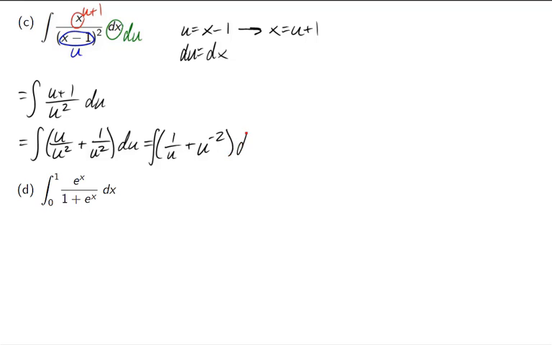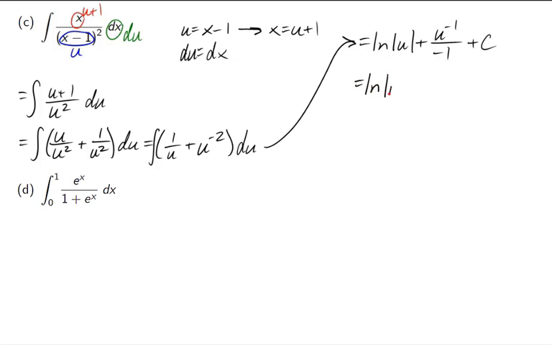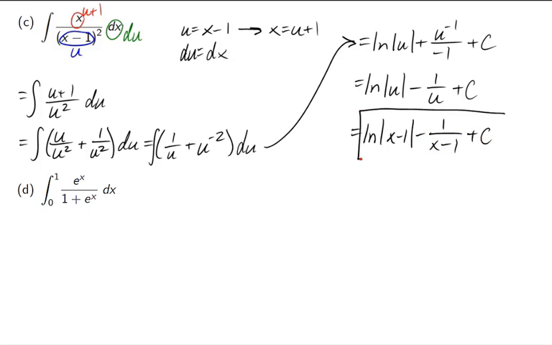Don't start getting trigger happy on your logs. U to the negative 2 is what's going on here. Anytime we have a negative exponent, we use our old rules. We get the natural log of the absolute value of u, and then the power rule says add 1 to the power, divide by the new power, and get a plus c. Let me write this as natural log of absolute value of u minus 1 over u plus c, just using a little algebra. And finally, let's back substitute. u becomes x minus 1 on both of these, and this is our answer.